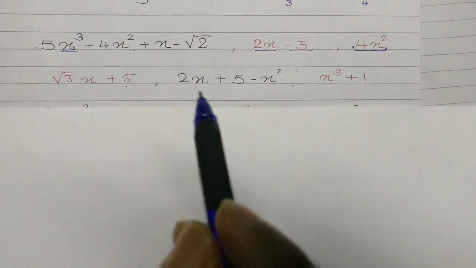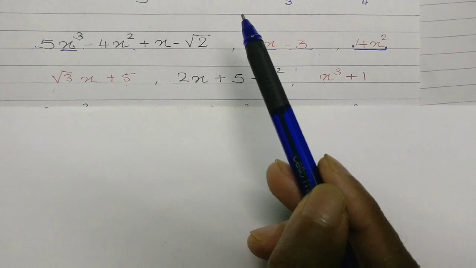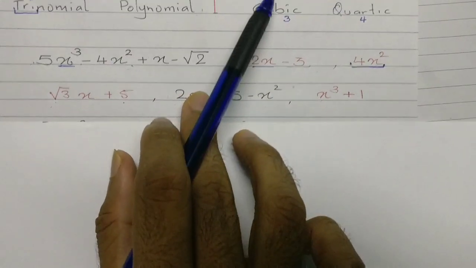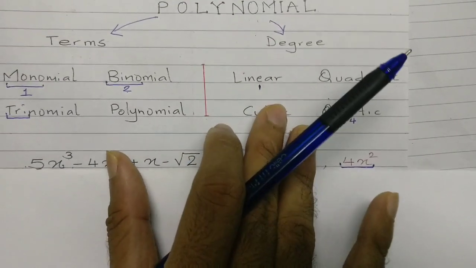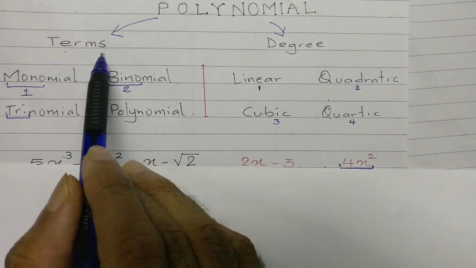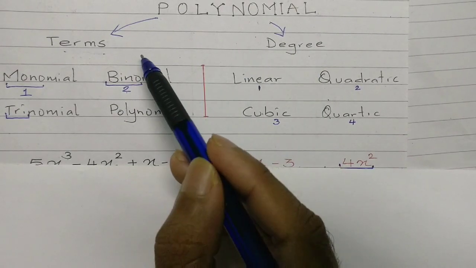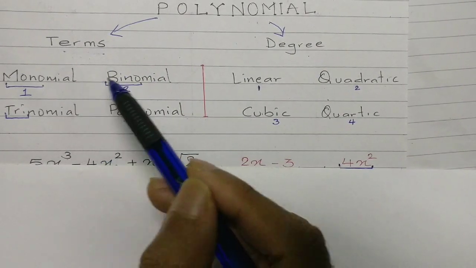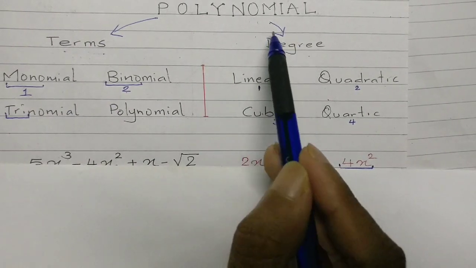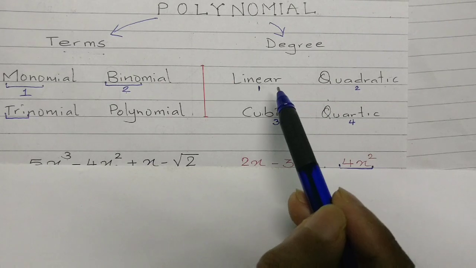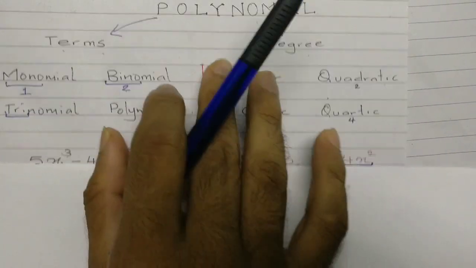Again, I will repeat. Polynomials can be classified based on the number of terms and based on degree. If it is based on terms, it is called monomial, binomial, trinomial, polynomial. And based on the degree, it will be called linear, quadratic, cubic, quartic.